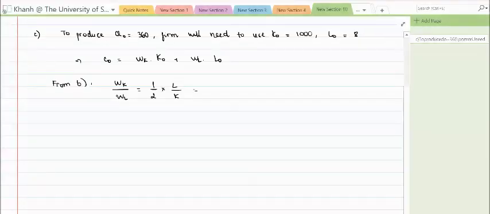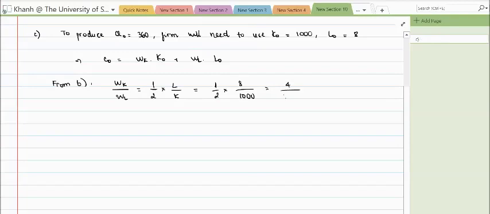Okay, so in this case we know that L equals 8 and K equals 1,000, so we will have half times 8 divided by 1,000. Okay, so that's going to be 4 on 1,000. From here we know that the value of WL is equal to 1,000, which is given to us. So WK is going to be equal to 4 on 1,000 times WL, which is just 4 on 1,000 times 1,000. And so therefore we find that WK is equal to 4.